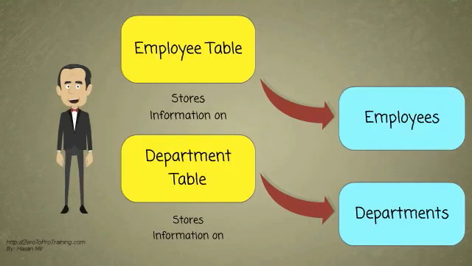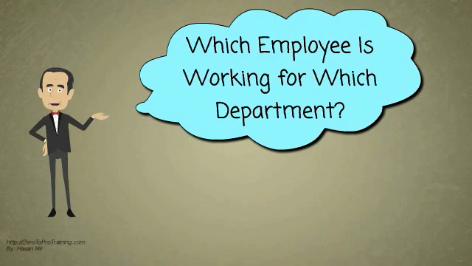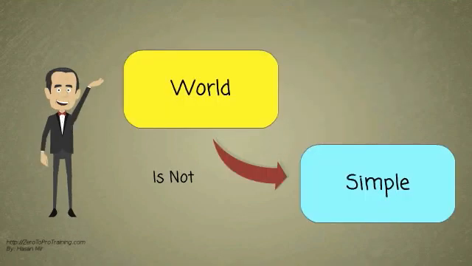The employee table is storing information on employees, and the department table is storing information on departments. Where are we storing information on which employee is working for which department? If there were only one department in the company, then it would be easy. It would be assumed that all employees belong to that department.